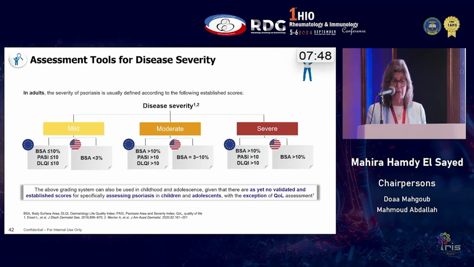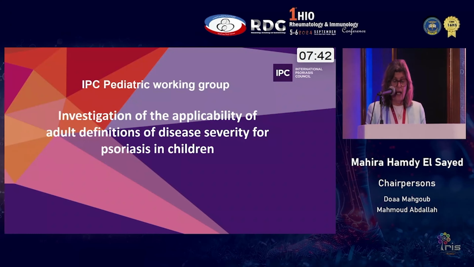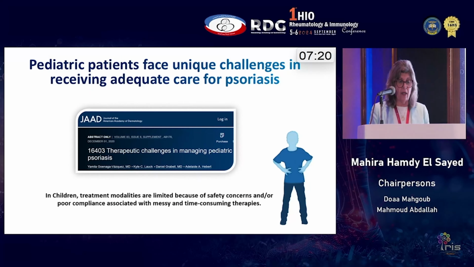What about the assessment tools for disease severity? We have mild, moderate, and severe, like in adults, and very recently, the International Psoriasis Council Pediatric Working Group has been working on the applicability of these adult definitions of disease severity for psoriasis in children. And I think they're about to publish this manuscript, and this is going to be very useful because we do not know if the severity classification can work for children like in adults.